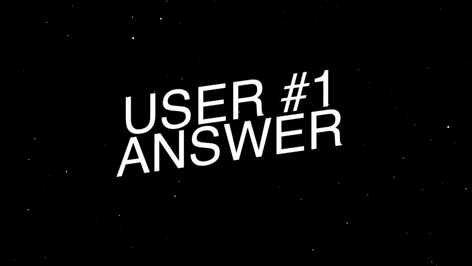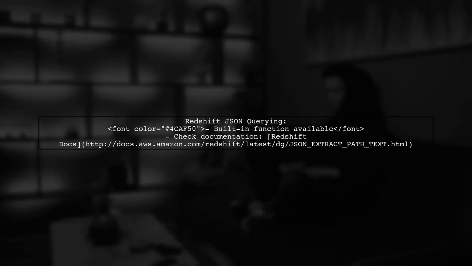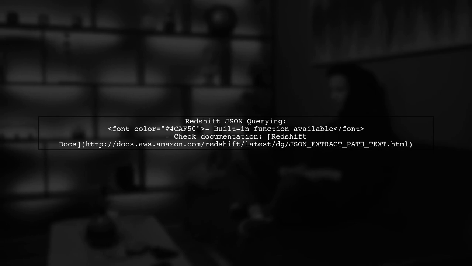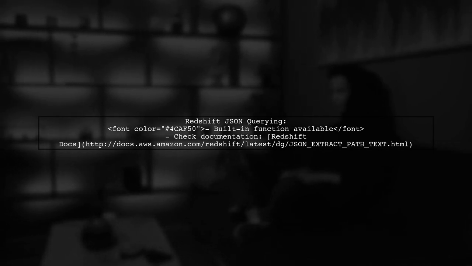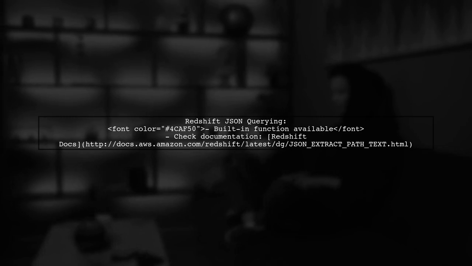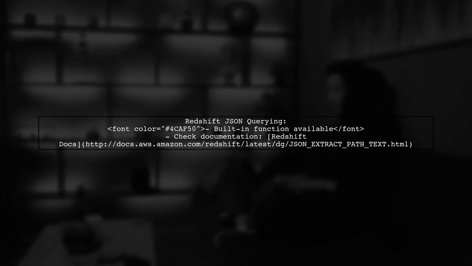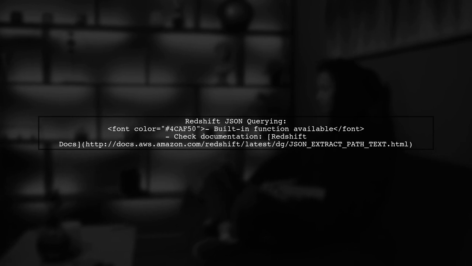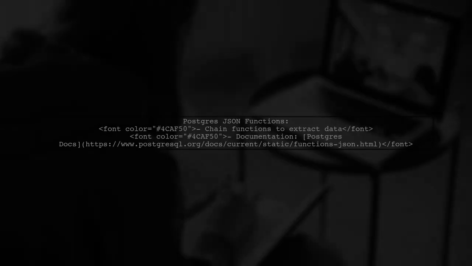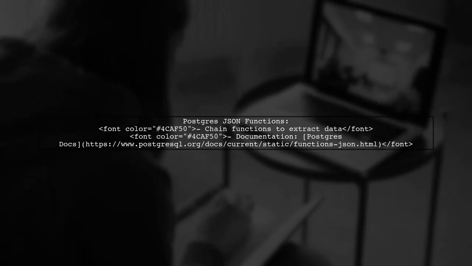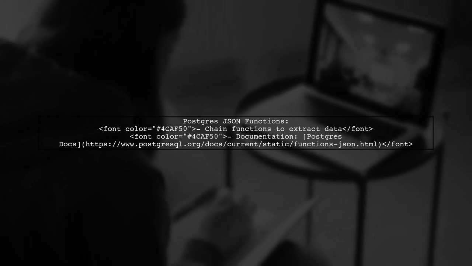Let's now look at a user-suggested answer. If you're using Redshift, there's a built-in function for querying JSON data. Check the Redshift documentation for details. Postgres also has similar JSON functions. You can chain functions together to extract data from a JSON column.